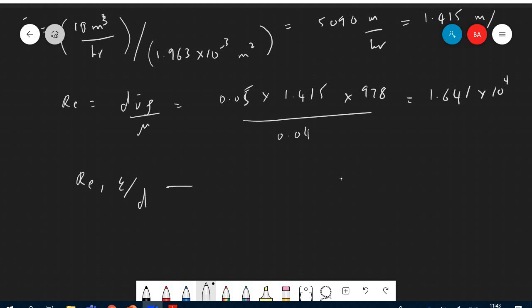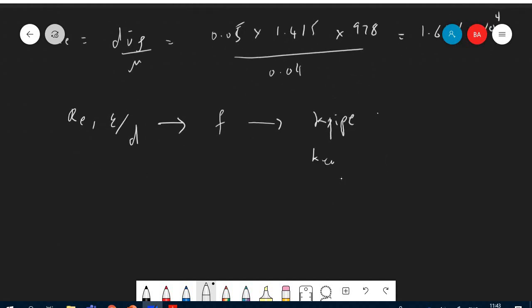Now, knowing Reynolds and knowing the E over D, right, I can get the fanning factor. Of course, the fanning factor is going to give me the K for the pipe. But I have other K's, right? I have K entrance, I have K exit, and I have K elbow. However, I have 2 elbows, so I need to multiply that by 2. So this is what we are trying to find out.